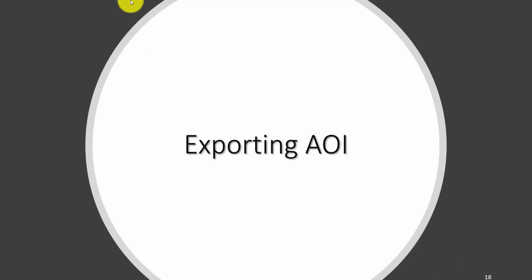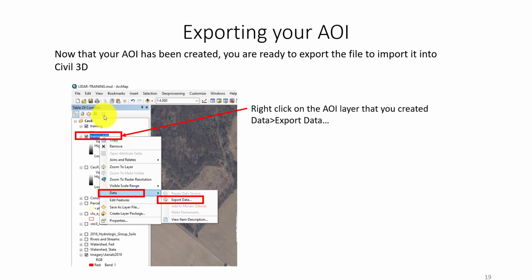So now we're going to export our AOI. Now that your AOI is completed, we're ready to export that and import it into Civil 3D. There's different directions out there from the past that, once you create that AOI, you take that folder and dump it into your S drive or your working folder, and you pull the ADF file and import it that way. You can still do it that way. I'm just going to go over a different way of doing this.